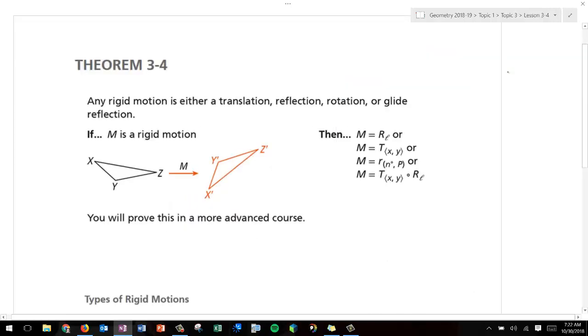Okay, and if we look closely, this theorem says that a rigid motion is either a translation or reflection or rotation or a glide reflection. So the fourth one there showcases a glide reflection. Notice that it is a reflection first, then a translation if we read from right to left. So we just want to be careful as we're doing this.